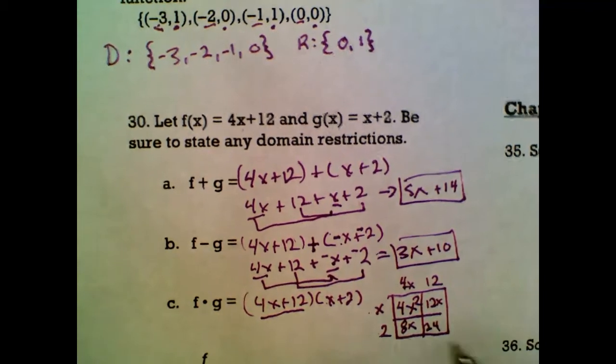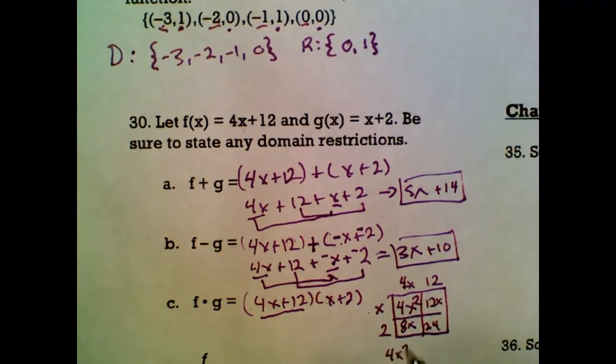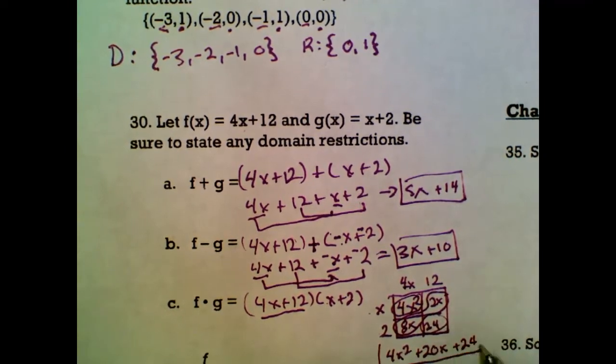Now I'm just going to combine like terms in here. Now we've got 4x squared there. Are there any other x squareds? Nope. So that's taken care of. I've got 8x and 12x. When you combine those together, because those are like terms, that's 20x. So I've got plus 20x. And lastly, I've got this 24. So plus 24, and there's my solution.